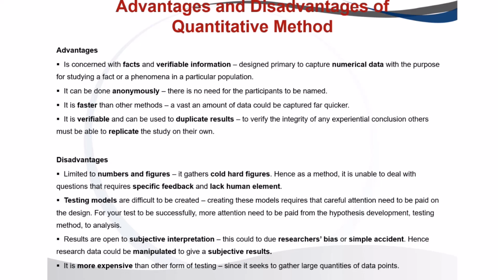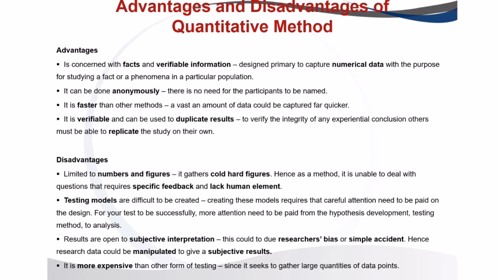But the other advantage is that it is reliable and can be used to duplicate results. While it's faster, the disadvantage is that it is limited to numbers and figures; it gives us cold hard figures. Hence, as a method, it is unable to deal with questions that require specific feedback. It also has what you call a lack of human element. In other words, you get numbers, but you cannot interrogate those numbers.